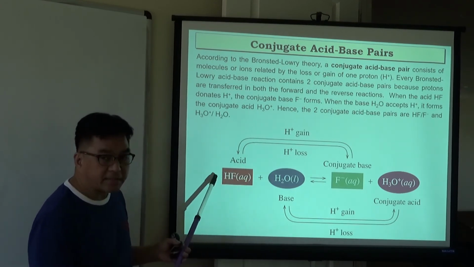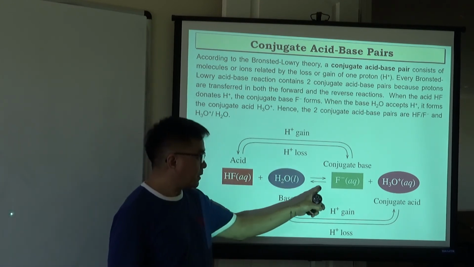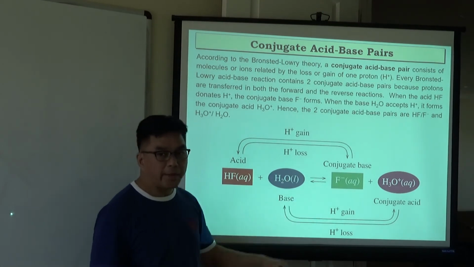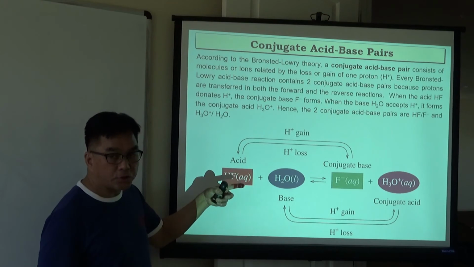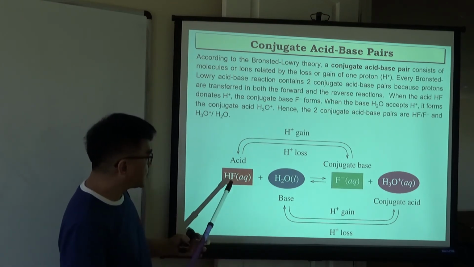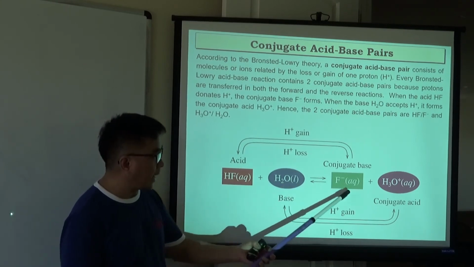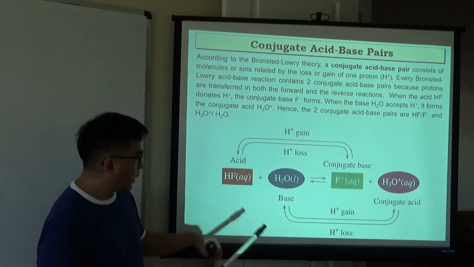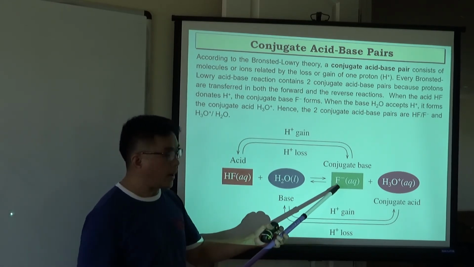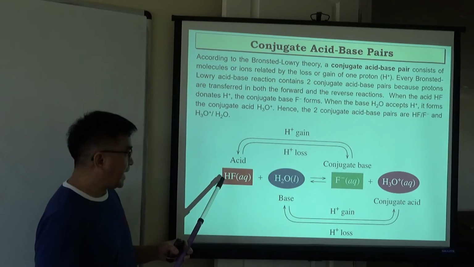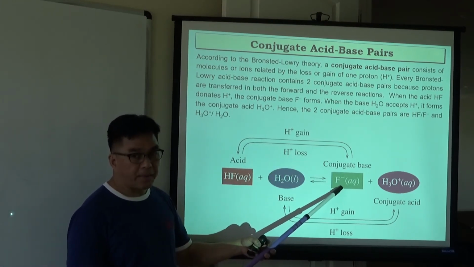Hydrofluoric acid is a weak acid. Notice here it's a weak acid because the reaction is written with a two-way arrow. So in water, hydrofluoric acid produces hydrogen ions, and the hydrogen ions couple with the water to form hydronium ions. And when the hydrofluoric acid donates a proton to the water, it becomes the fluoride ion. So here's the acid. When it loses a proton, it becomes the conjugate base.